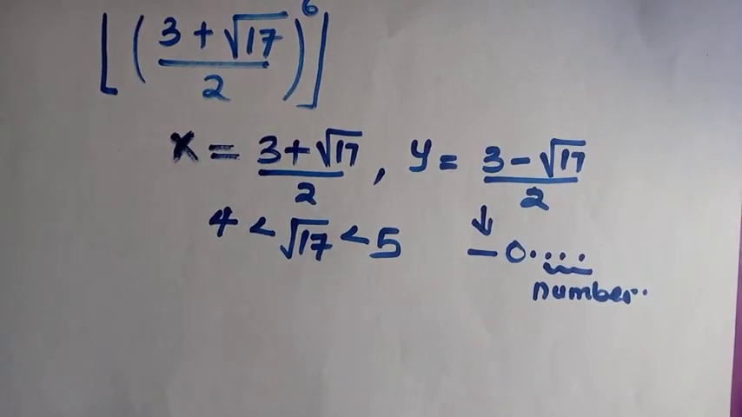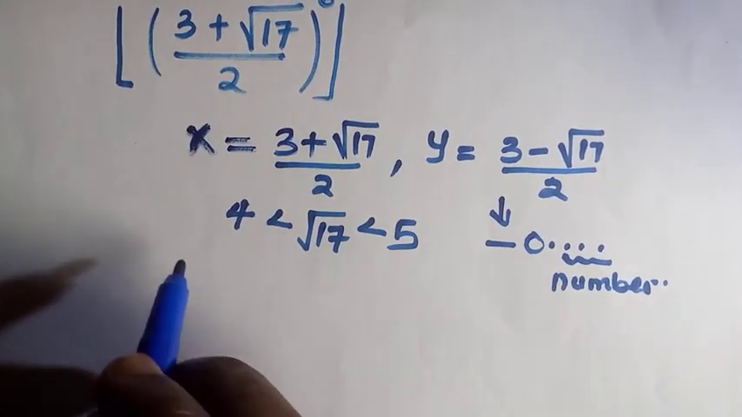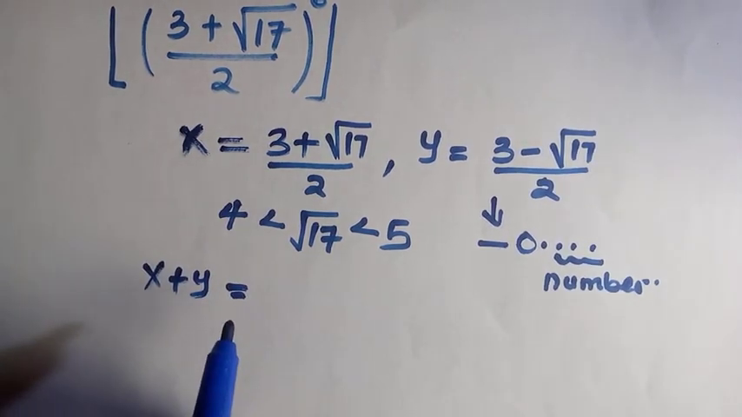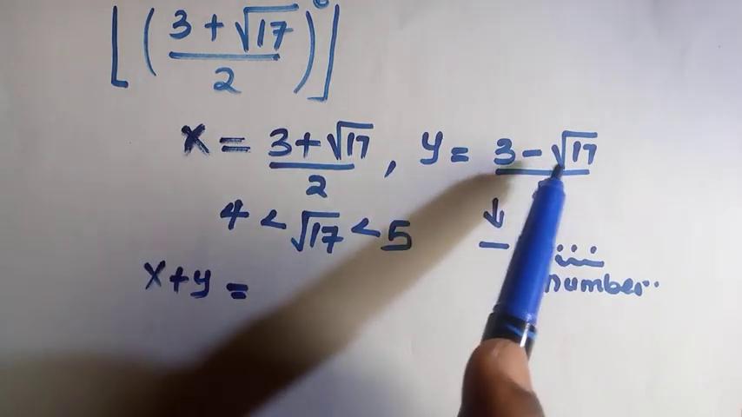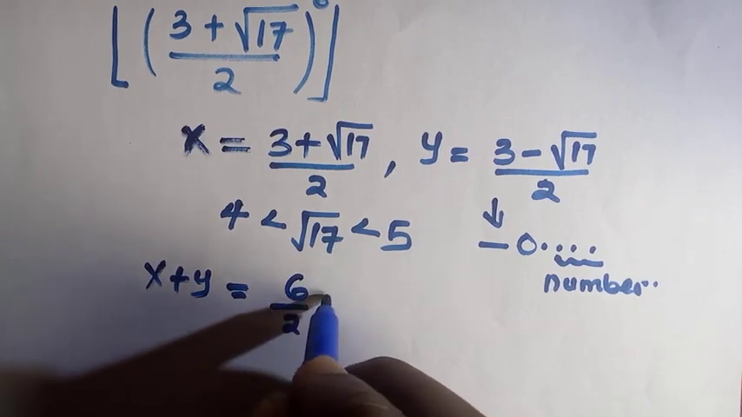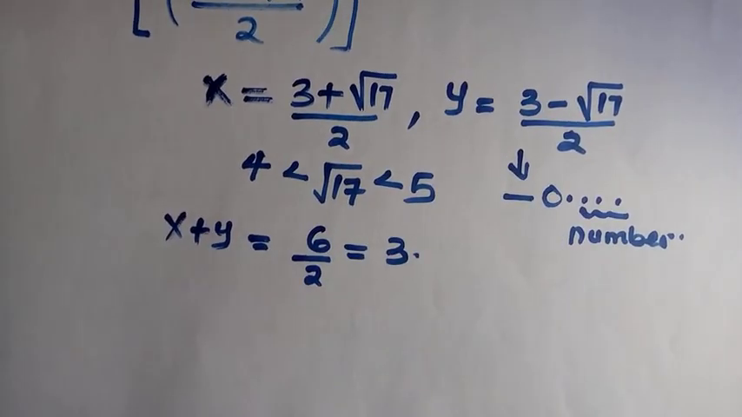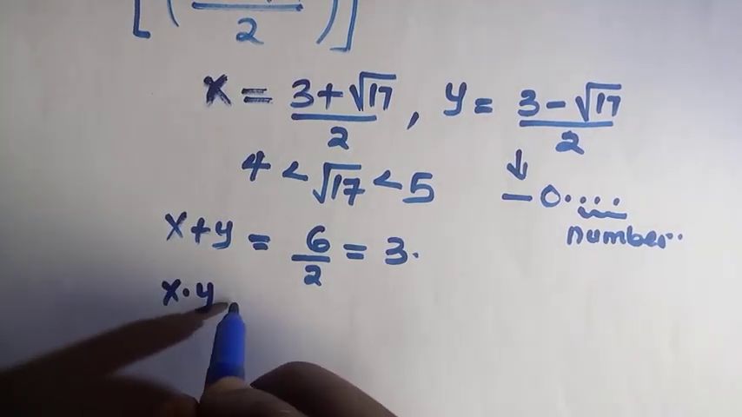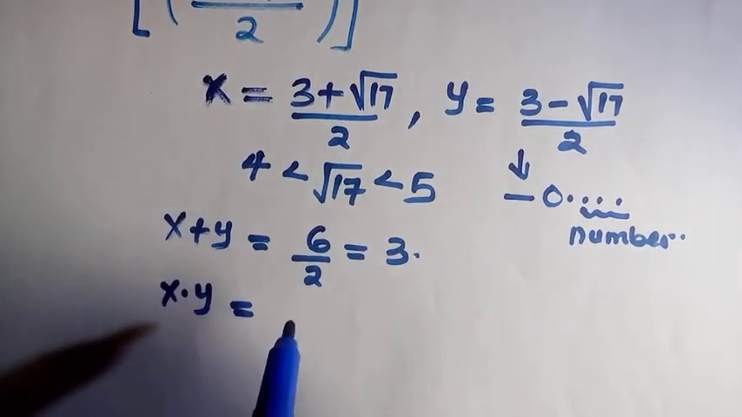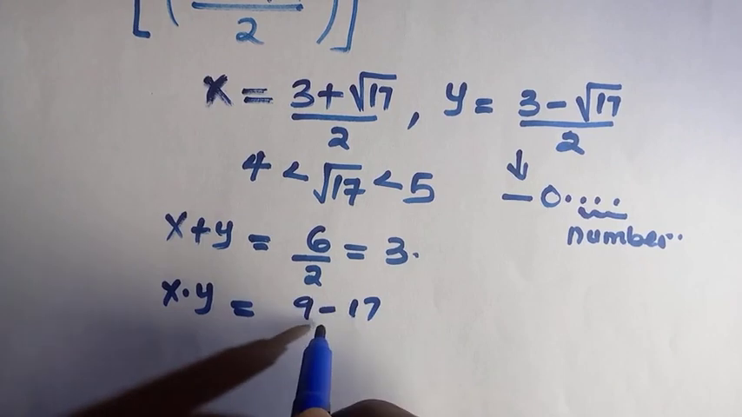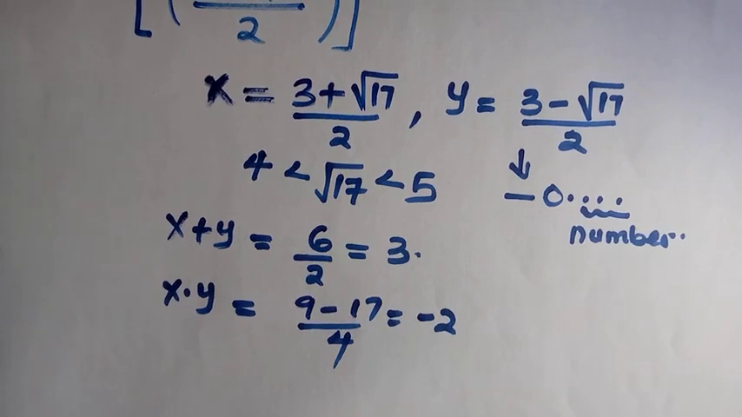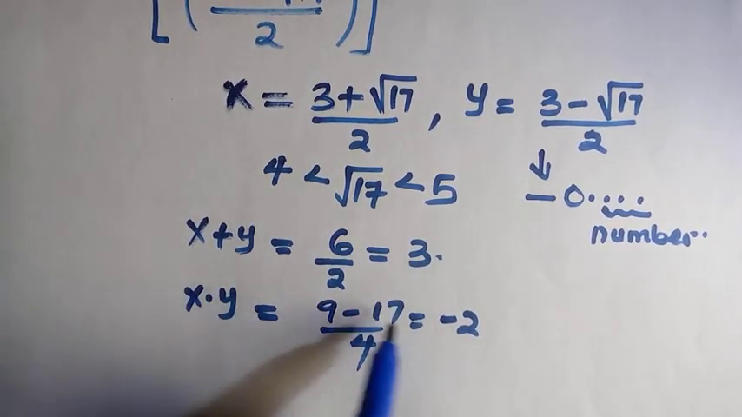So the next thing I'm going to do is, suppose we have this x and y already set. I want to apply some identity, but before that, let me add these two and multiply these two. We have x plus y given as 6 divided by 2, which equals 3. By multiplying x and y together, since it is a difference of two squares, we have 9 minus 17 divided by 4, so the entire product becomes negative 2.